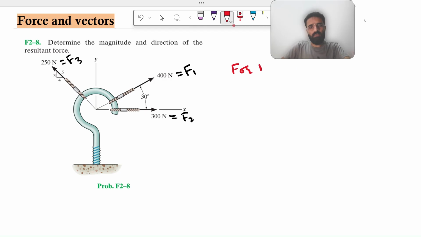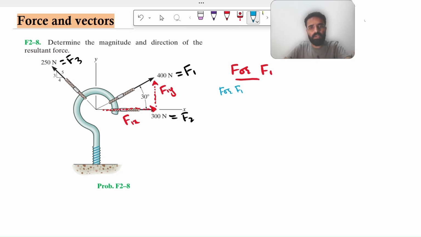For F1, I will be finding its x and y components. For this, I will be drawing its rectangular components. The x component will be acting to the right, and the y component will be acting upward. So this will be the rectangular components of the 400 force: this will be F1y, and this will be F1x.